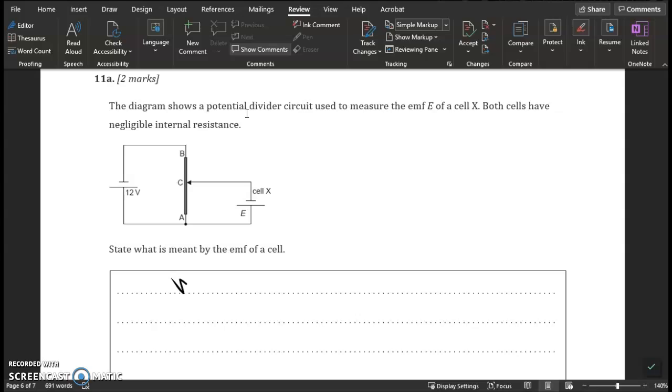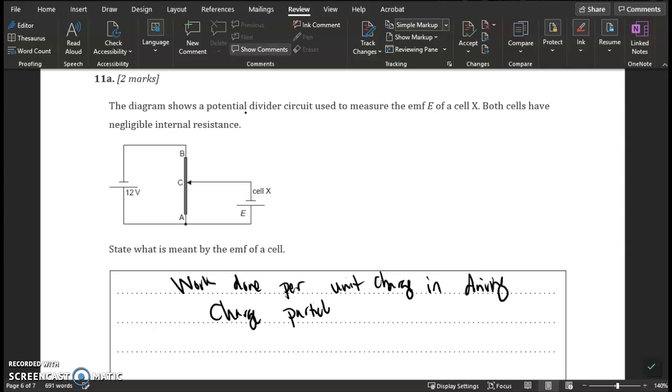The EMF is the work done per unit charge in driving charged particles in a complete circuit. So that's the EMF of the cell, the electromotive force. It's not actually a force, it's just what Faraday thought was a force, but it is the work done per unit charge, or per coulomb, in moving or driving charged particles in a complete circuit.